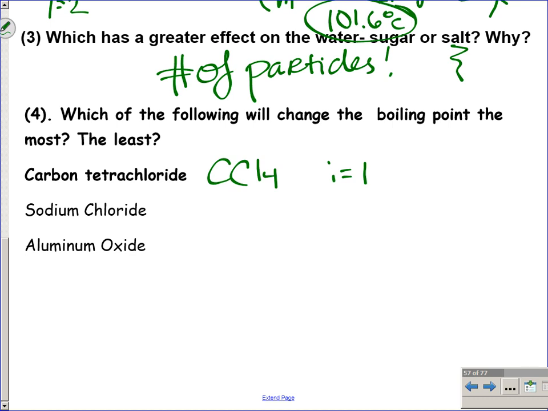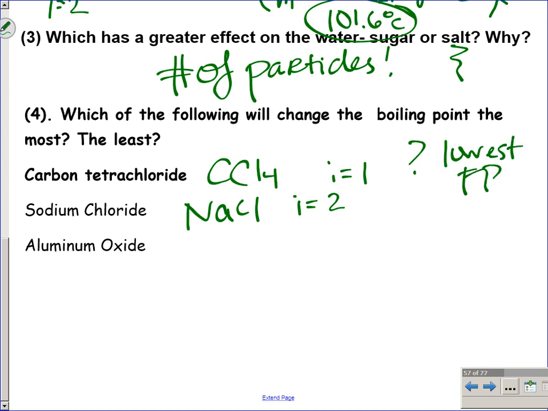Okay. Sodium chloride? NaCl? 2. i is 2 because it ionizes into 2 ions, right? So you should be able to tell me, in this case, between carbon tetrachloride and sodium chloride, who's going to cause the lowest freezing point? Why? Okay, so this is going to depress the freezing point more because it's going to cause a bigger delta T. So sodium chloride will definitely cause a lower freezing point.